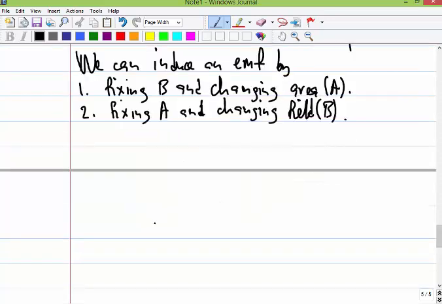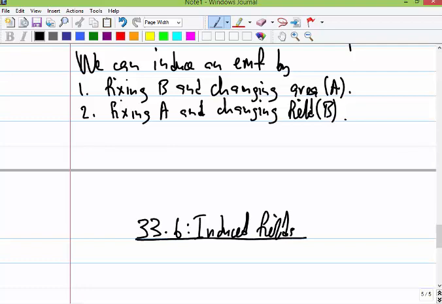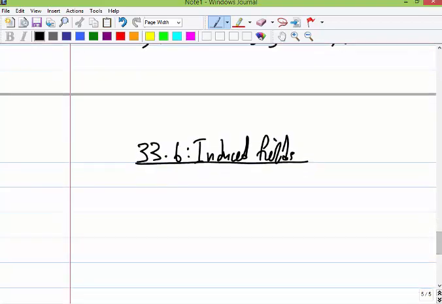So in this section 33.6, we have induced fields. In the previous sections, we saw with motional EMFs that if a coil is changing in a fixed magnetic field, the magnetic forces on the charges in the coil will cause current to be induced in the coil. And so we know how current is induced.